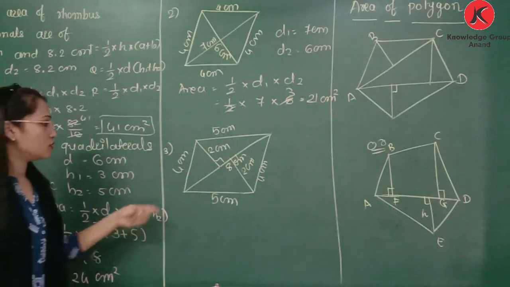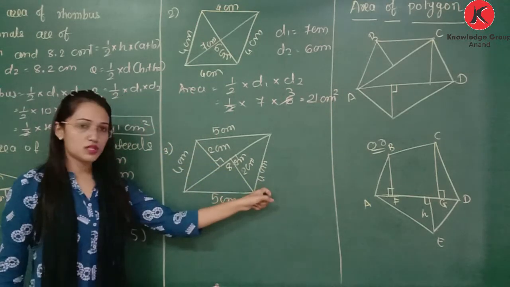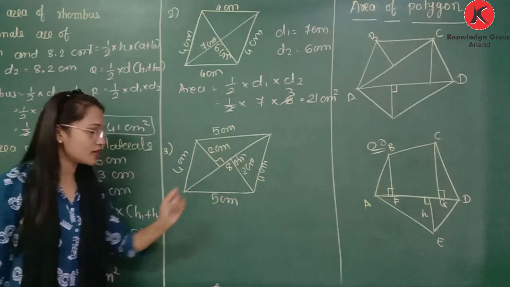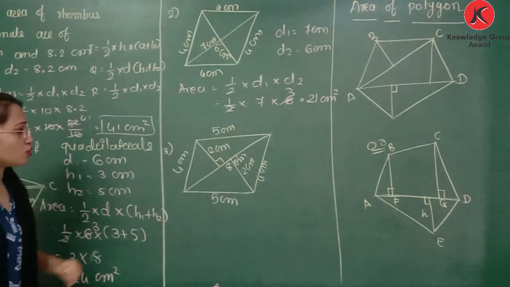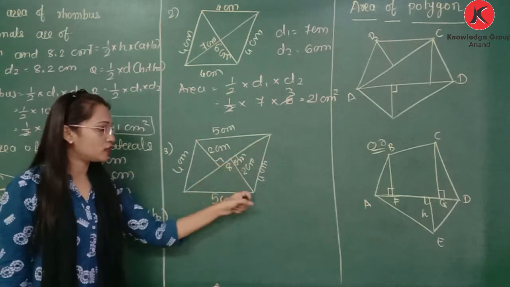Now next figure, you can see here the opposite sides are equal and parallel. Opposite sides are equal and parallel. So here a diagonal and two heights are given.